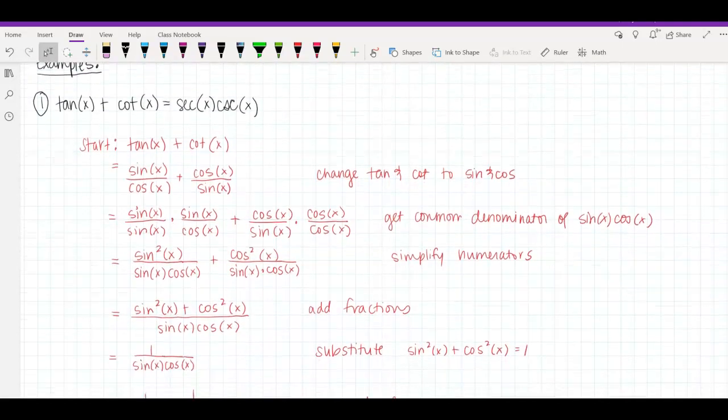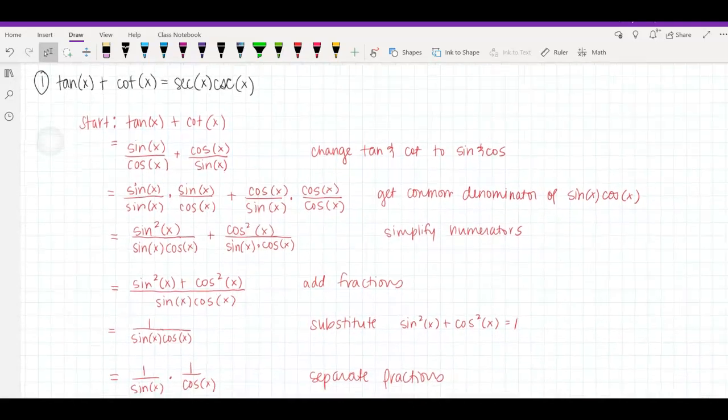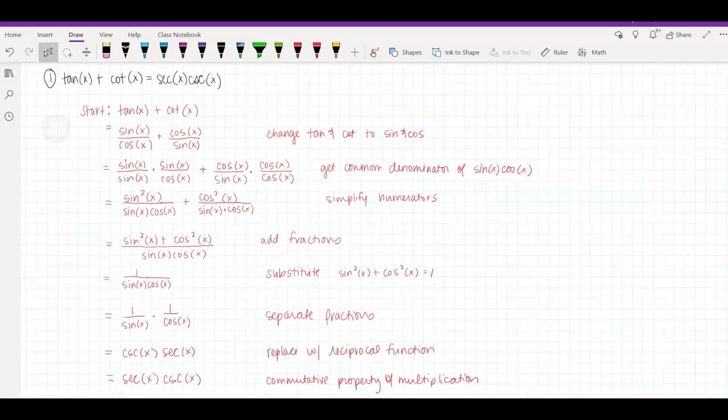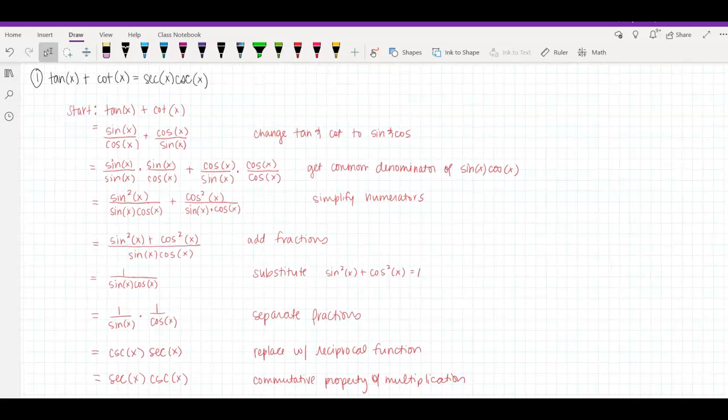So here's my first example. And let me try to shrink it so it goes in. There we go. So tangent x plus cotangent x equals secant times cosecant. The first thing I went ahead and did was change my tangents and cotangents to sine and cosine. And why did I do that? Because if you think about it, secant and cosecant are really reciprocal functions of sine and cosine. So if I don't have things in terms of sine and cosine, there's no way to get to secant and cosecant. So I changed everything to sine and cosine.